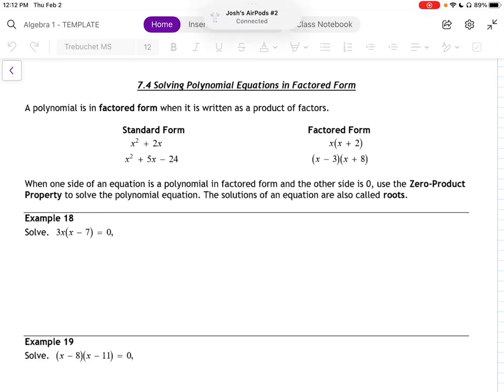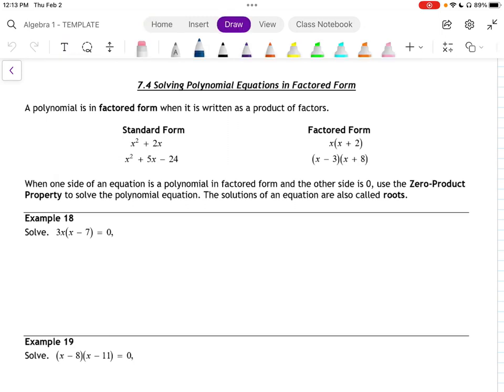All right, looking at 7.4, solving polynomial equations in factored form. So we talked about standard form earlier, or well, earlier for me, it might have been days for you. But standard form right here, it is where we have the exponents in order from biggest to smallest. Okay, factored form is when it's broken apart into pieces that are multiplied together.